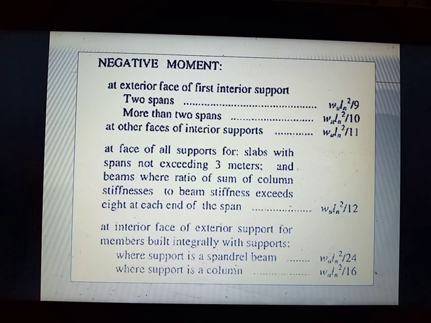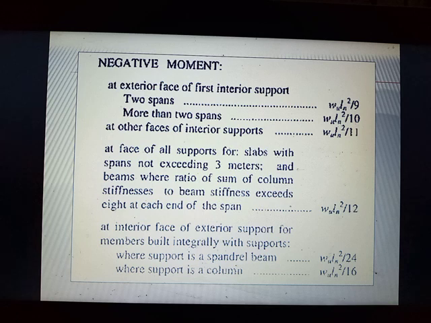For negative moment at exterior face of first interior support, if the continuous beam or slab has 2 spans, you can use WLn squared over 9. If it has more than 2 spans, you will use WLn squared over 10. At other faces of interior supports, you will use WLn squared over 11. At face of all supports for slabs with spans not exceeding 3 meters, and beams where the ratio of the sum of column stiffness to beam stiffness exceeds 8 at each end of the span, you use WLn squared over 12.